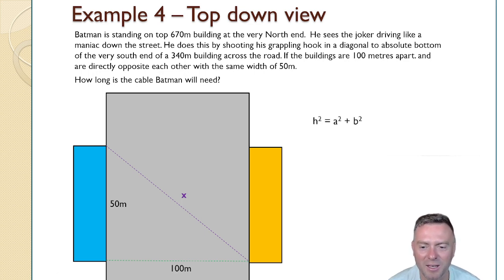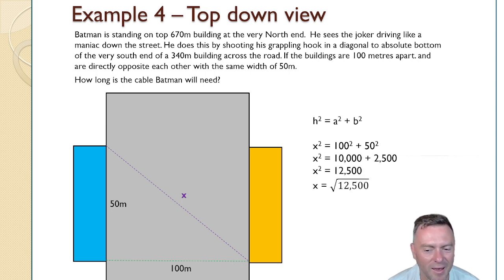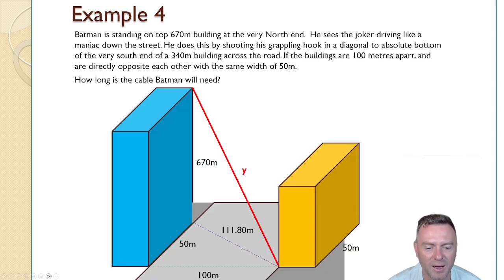So you go h squared is equal to a squared plus b squared, x squared equals 100 squared plus 50 squared, x equals the square root of that, so the square root of 12,500, which gives you 111.8 meters. So if you went from this top corner to the very base of the southern corner of the other building, that's 111.8 meters across. Now that answer seems reasonable if you've got 50 and 100, so we can use that for the next calculation. So we now have that 111.8, and we should be able to see that there's a new triangle here with a right angle. So we've got 111.8, 670, and we want to find y. That's just straight Pythagoras again.